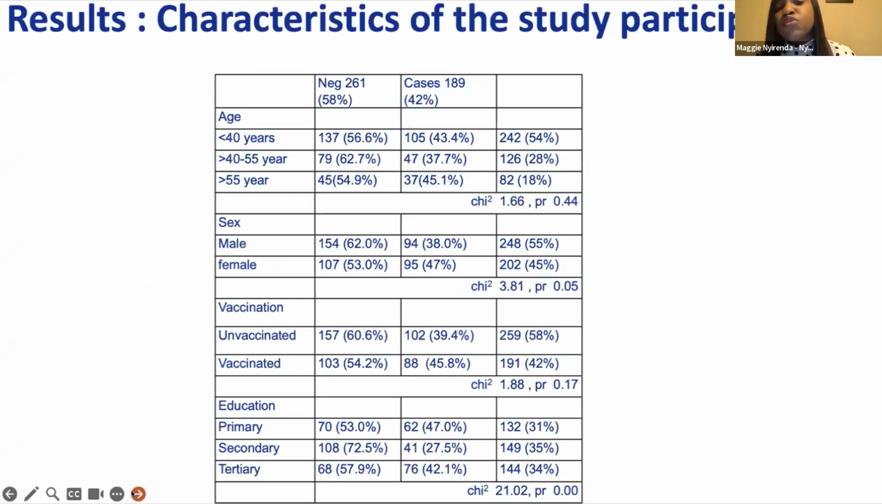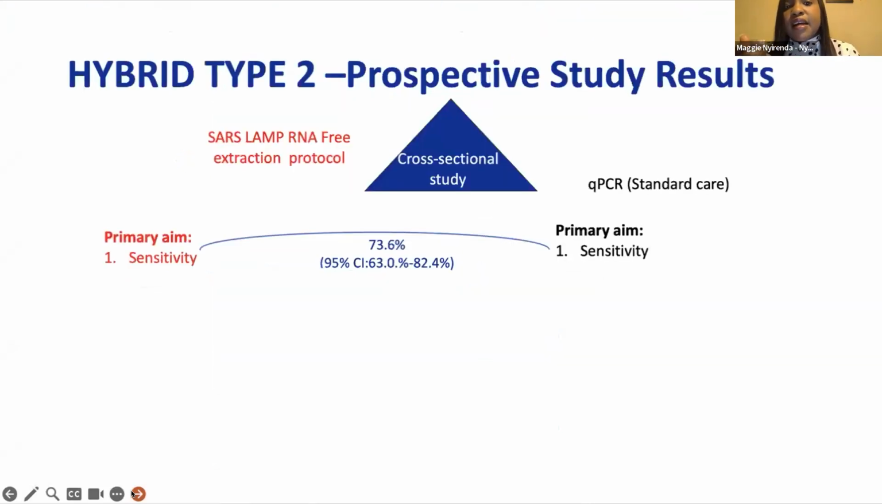I then moved on to do the prospective study. I recruited 450 people. Adolescents and younger children aged 13, 14 were among the under 40. Next slide. We then also tested sensitivity and specificity in real life, real world setting.